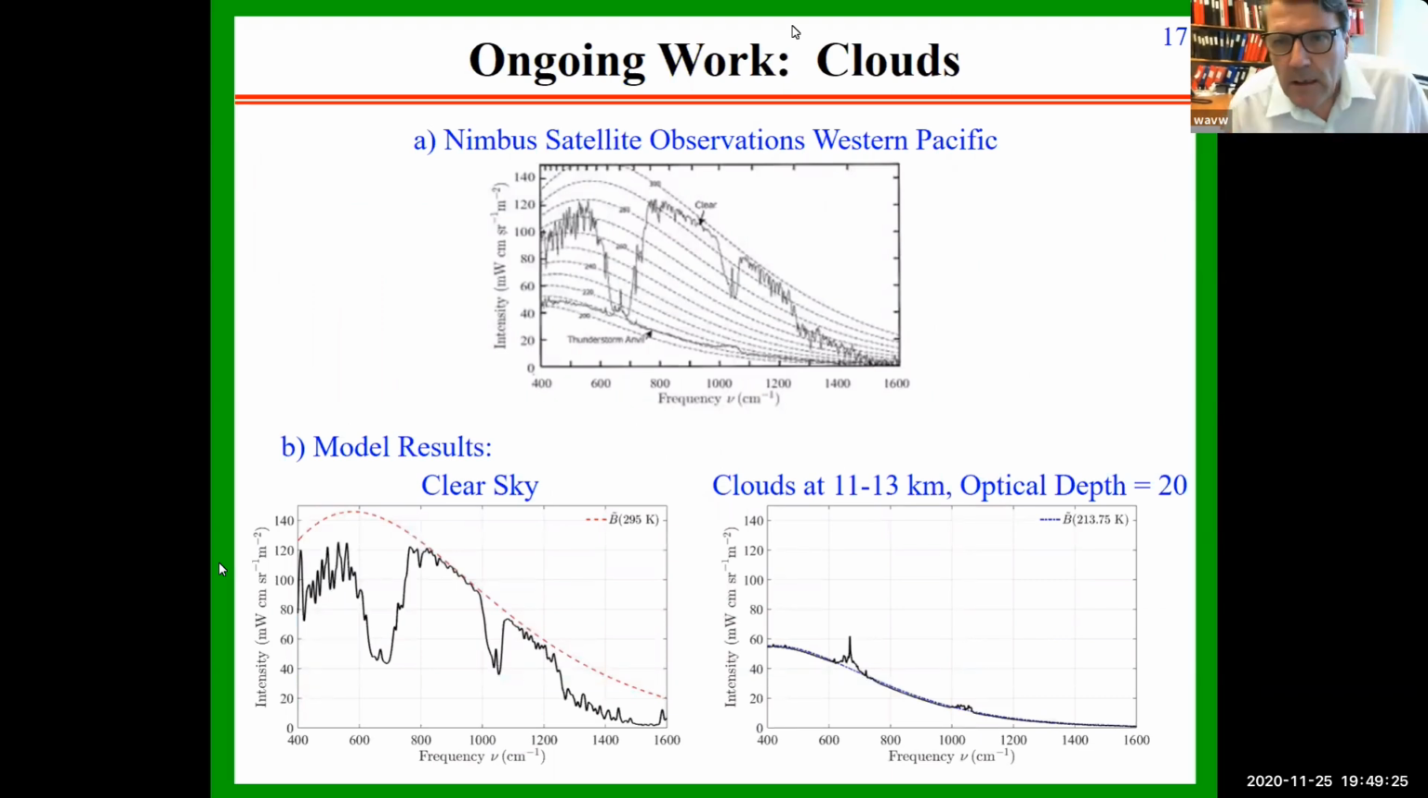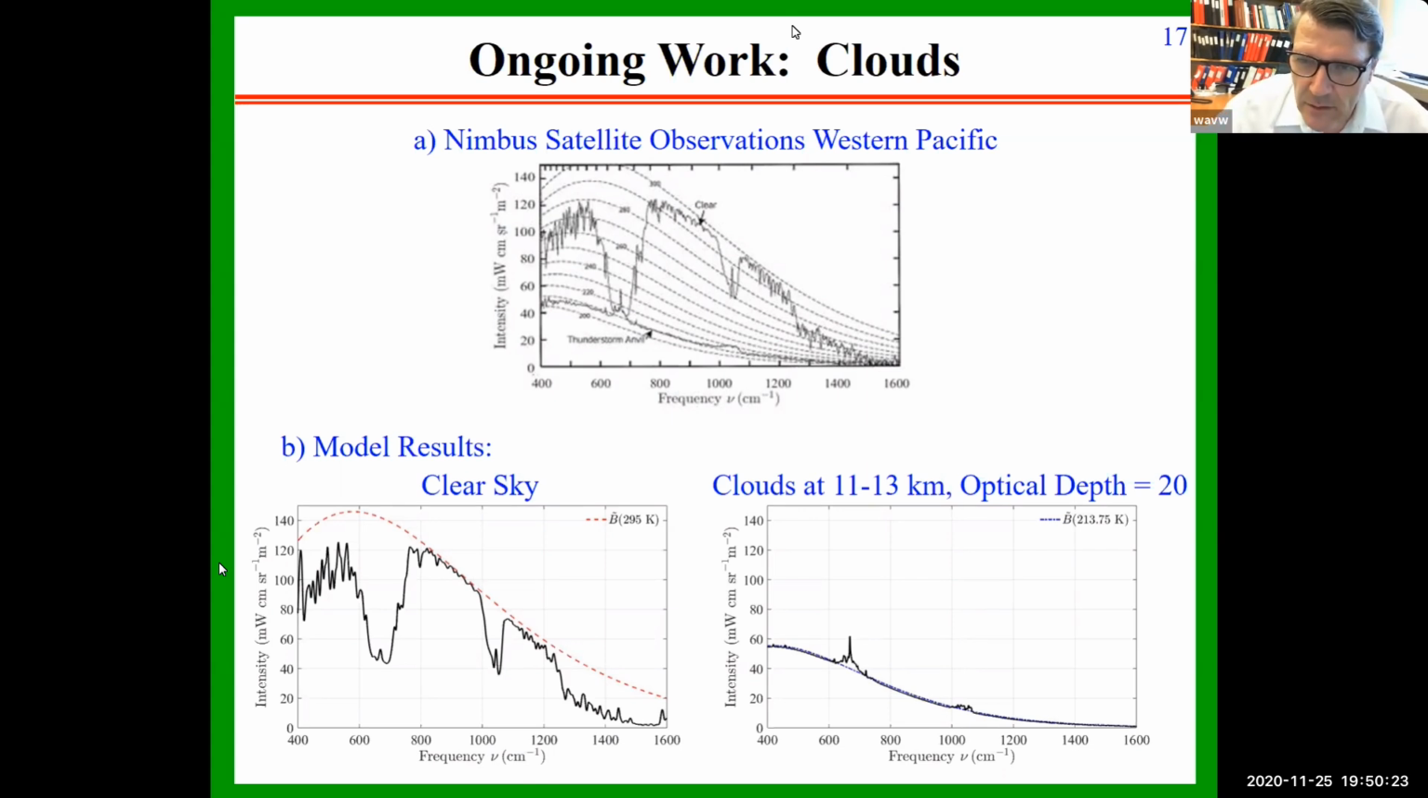Slide 17. Now what we are working on very hard is clouds. Clouds tend to scatter radiation, and this means that the mathematical equations to solve get more complicated. We're making good progress on that. And I couldn't resist seeing how well we can do, so I got some Nimbus observations for the Western Pacific. These satellite observations are shown at top. There are two curves. One is for the case of a clear sky, and the second is for the case of a cloud. Well, the clear sky curve I can model very nicely in the lower left. And the cloud curve, the plot of heat versus frequency, I've modeled on the lower right. And we think this shows very nicely that we know what we're doing.